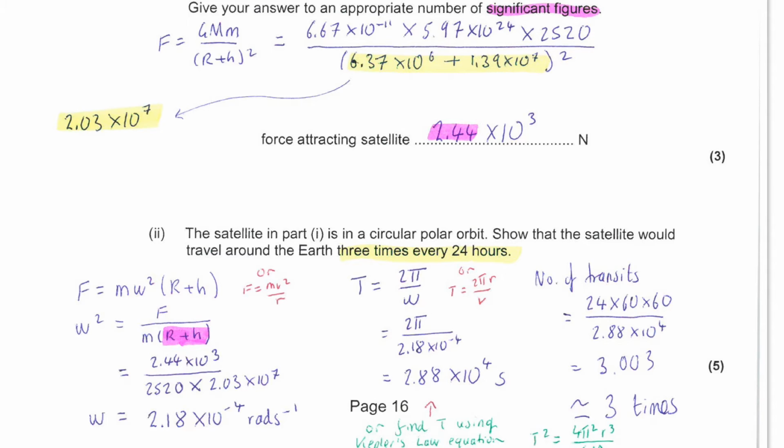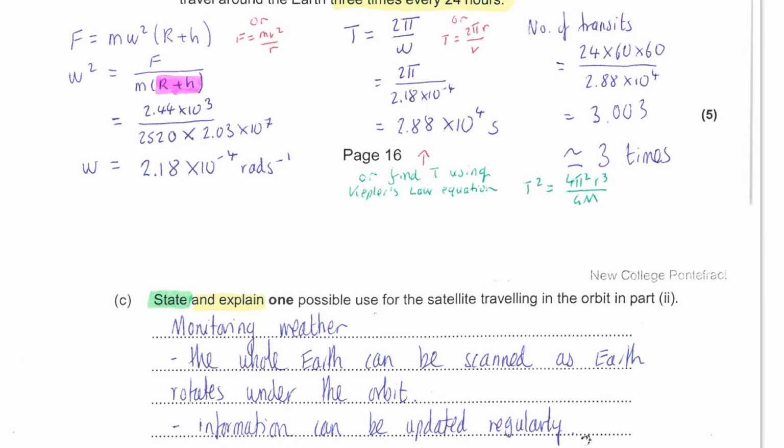Next, we have quite an involved calculation, which is why it is worth 5 marks, and it's important that you show every step carefully so that if you make a mistake, you can still maximise your overall score here. There are some alternative approaches that you can take to this question, so I'll show you one in detail and then refer to the others. So the satellite that we've previously referred to is in a circular polar orbit. You are asked to show that the satellite would travel around the Earth 3 times in every 24 hours.